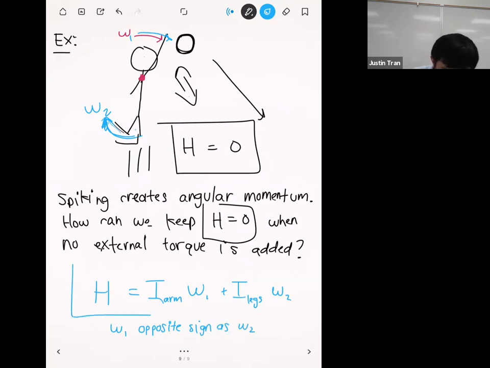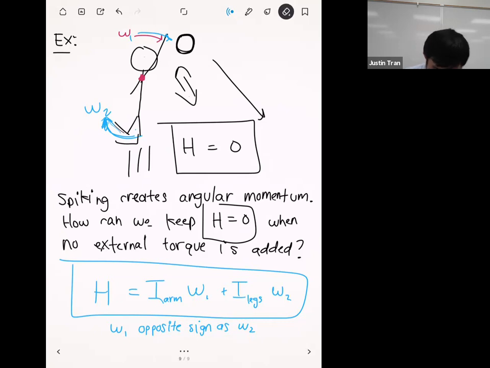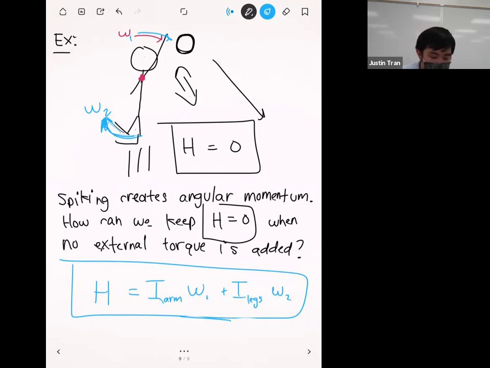Remember, they're rotating in opposite directions, right? I'm sorry, yes, they're both rotating clockwise. Yes, so they're both rotating clockwise. But basically the moment of inertia of the legs is used to counteract the motion of the arms.